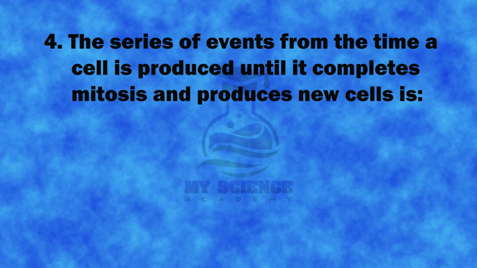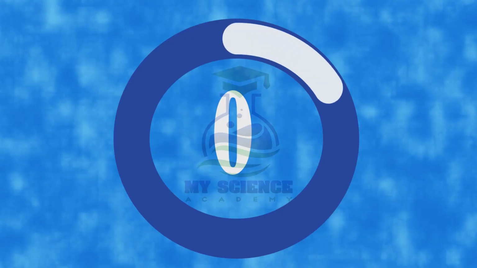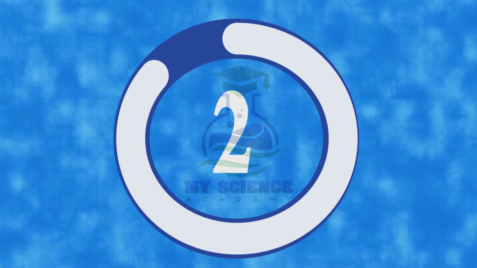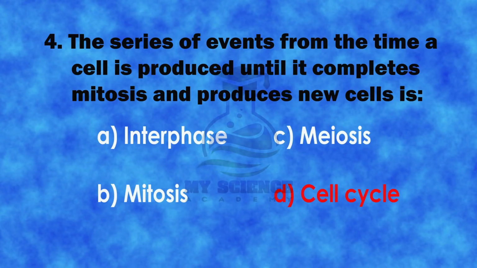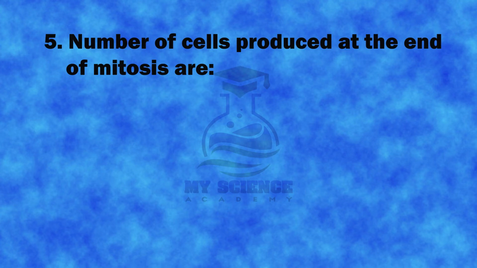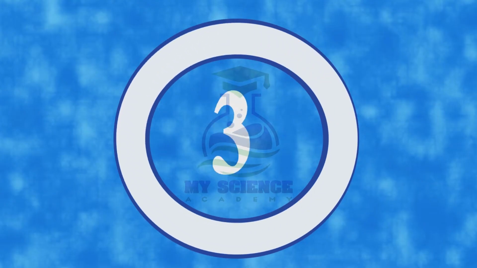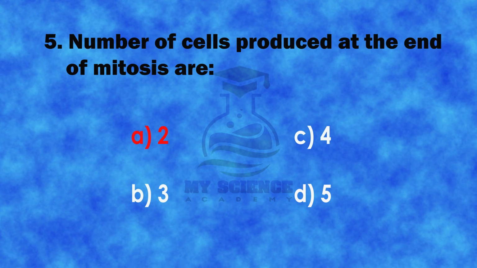Number 4. The series of events from the time a cell is produced until it completes mitosis and produces new cell is A. Interphase, B. Mitosis, C. Meiosis, D. Cell cycle. Correct answer is D. Cell cycle. Number 5. Number of cells produced at the end of mitosis are A. 2, B. 3, C. 4, D. 5. Correct answer is A. 2.